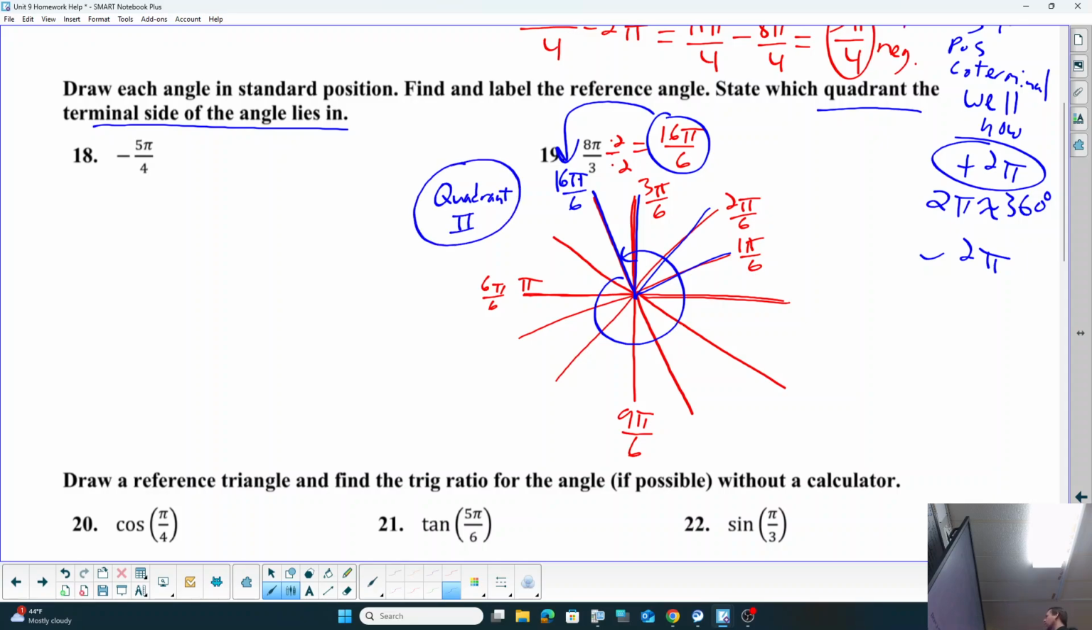Okay, now find and label the reference angle. So the reference angle is going this direction now to here. And so how many more radians is that, is the question. And so we're going by pi over 6. So that's 1 pi over 6, and then 2 pi over 6 is what that is. So 2 pi over 6 is our answer for the reference angle, or that reduces to pi over 3. Pi over 3, let's check number 19.